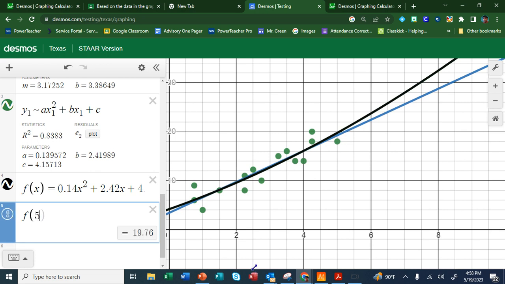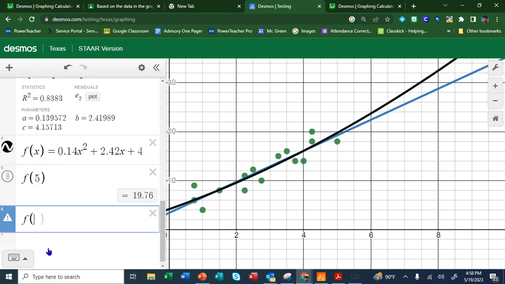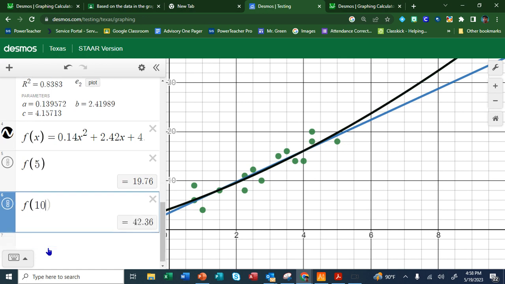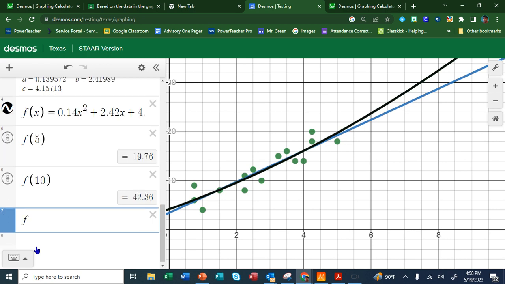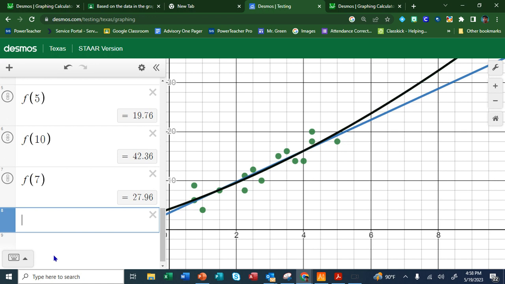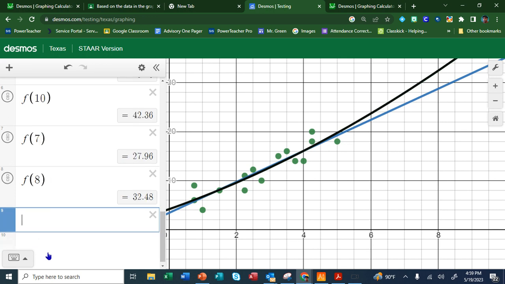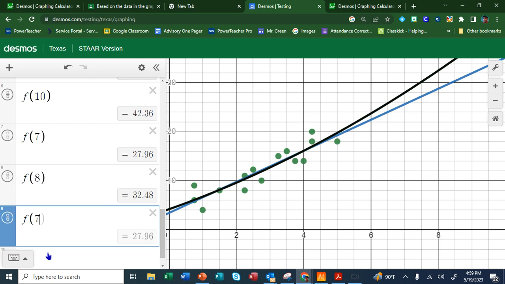Well, what if I did 10 hours of practice? Oh, I would win 42 games. So let's try 7 hours. Oh, that's 28 games. This is according to the quadratic. So how about 8 hours? 8 hours will put me at 32 games. So I could guess maybe 7.5 hours. If I do 7.5 hours, I'll be just over 30 games there.